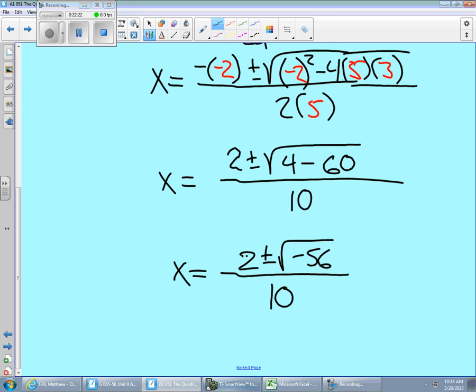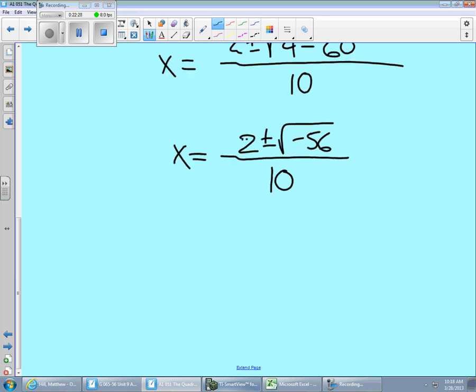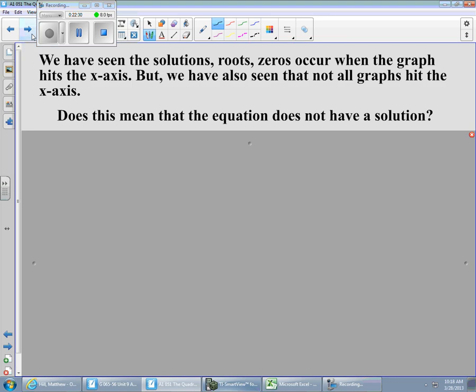Okay, and this is a little bit of a different situation, and I'm not going to go deep into detail with it, but this actually has an explanation, and I'm going to jump forward here for just a second. We've seen solutions, roots, zeros occur when the graph hits the x-axis. That's what we've been looking at. But we've also seen parabolas that start above the x-axis and then take off going upwards. Well, if that's the case, they're not going to hit the x-axis. Or maybe they start off below the x-axis and they turn downward. They're not going to hit the x-axis.